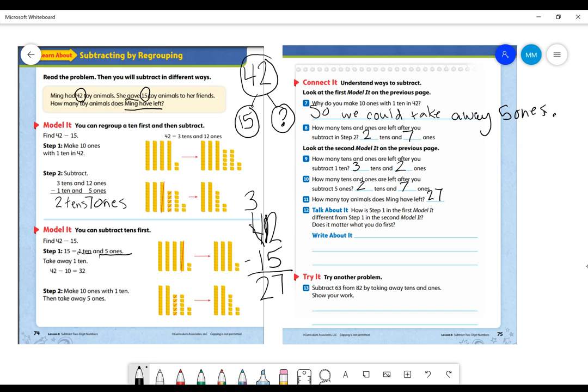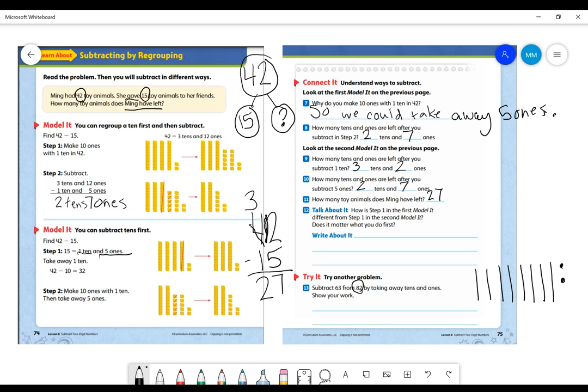All right, and let's look at 13. It says subtract 63 from 82 by taking away tens and ones. Show your work. So we are taking 63 away from 82. So I know that 82 is going to be my whole. So I am going to draw 82 with my tens and ones. So how many tens will we have? In 82, I can look at my first digit. I'm going to have 8 tens. So 10, 20, 30, 40, 50, 60, 70, 80. And I'm going to have 2 ones.